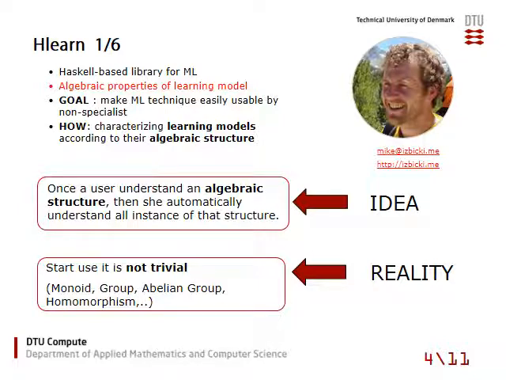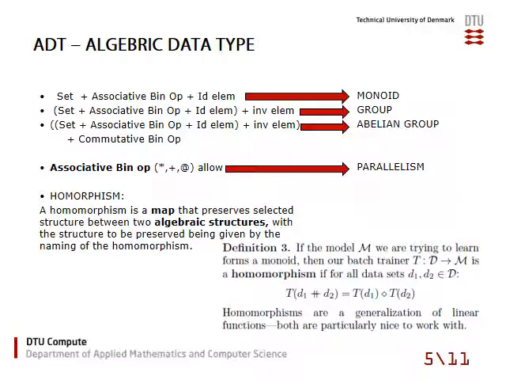Unfortunately, starting to use it is not so trivial. For me, it's not so trivial, and we should have a basic knowledge of algebra to go deep into this concept. The algebraic data types, for example, are on the right side. We can have a monoid if we have a set, an associative binary operation, and an identity element.